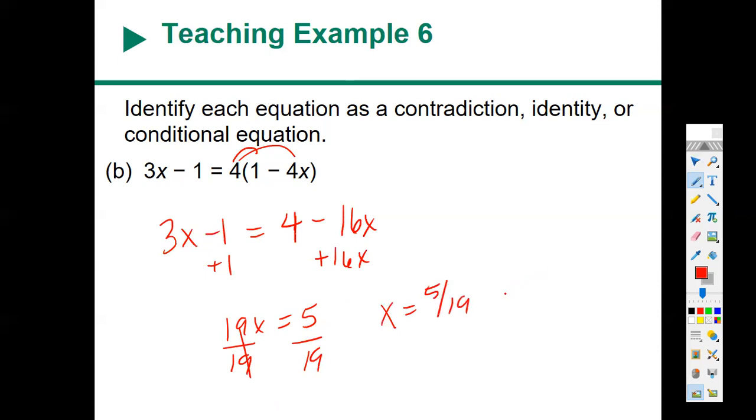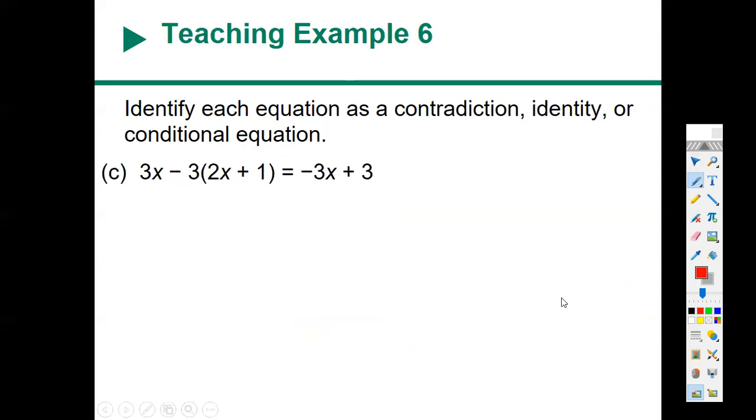And so what kind of problem is this? Conditional, because I actually got an answer. Does that make sense? How do we feel about conditional? Good. Yes, conditionals are the typical problems we get, right?